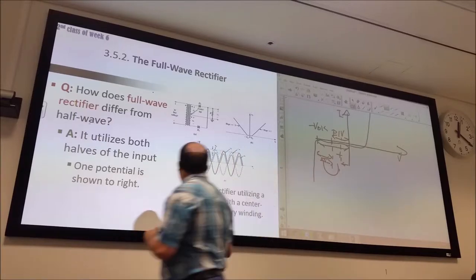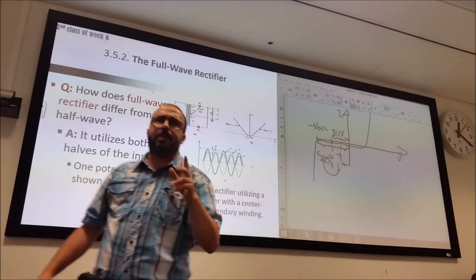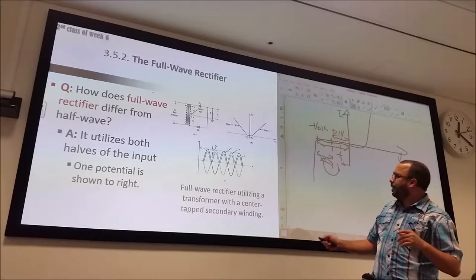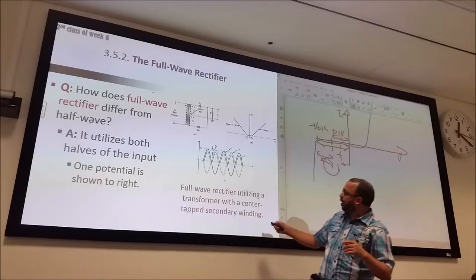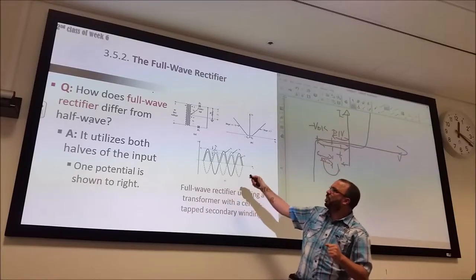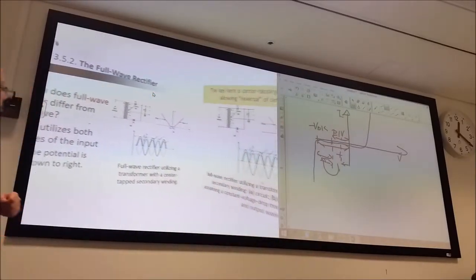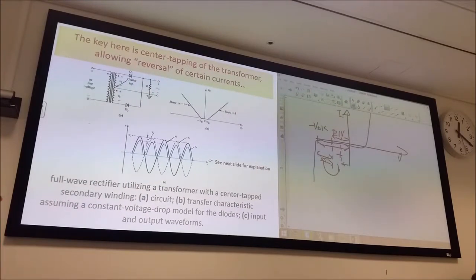Alright, the first flavor, again here we have flavors, we have types. The first flavor of full wave rectifier is what we call the center tapped. It's written here: the center tapped secondary, center tapped transformer. It uses a special transformer. We'll get to the slide next, but bear with me now. So the center tapped full wave rectifier has a special transformer, which is the center tapped transformer.